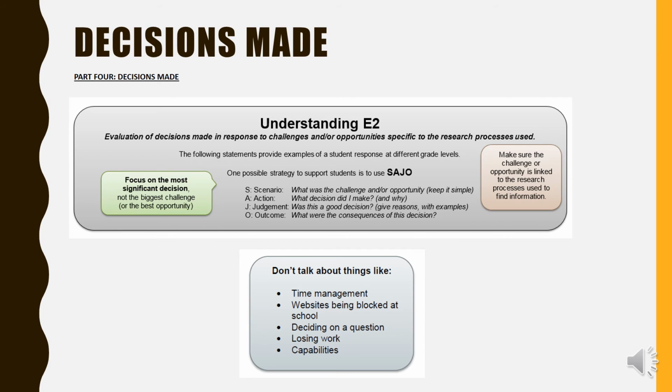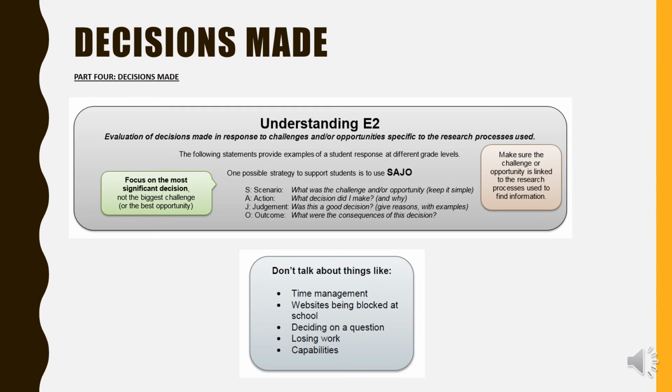Okie dokie, decisions made. So we've got a really nice graphic here, thanks to the SACE board, who have made a very nice little acronym for us to use, SAO. So here is our SAO theory. When we're doing understanding of E2, when we're talking about our decisions and our effectiveness of those decisions, we are really focusing on, first of all, establishing the scenario. What was your challenge? You have 5 words to do that.